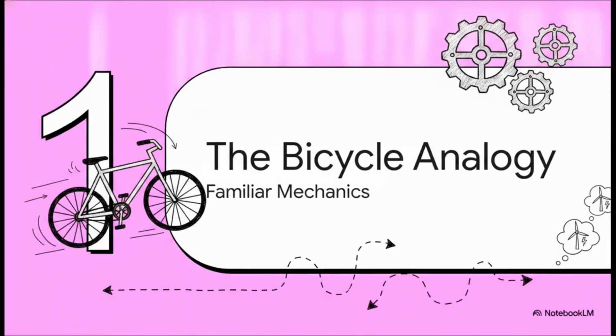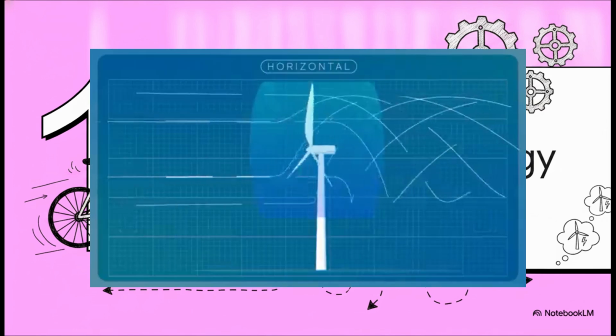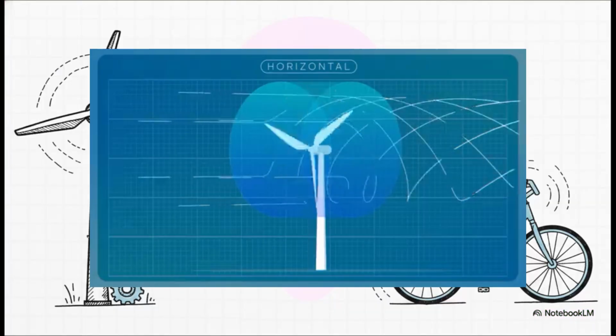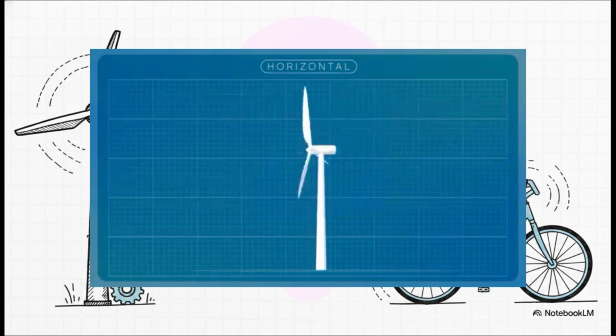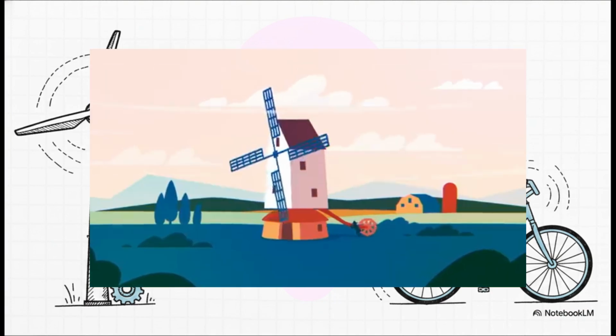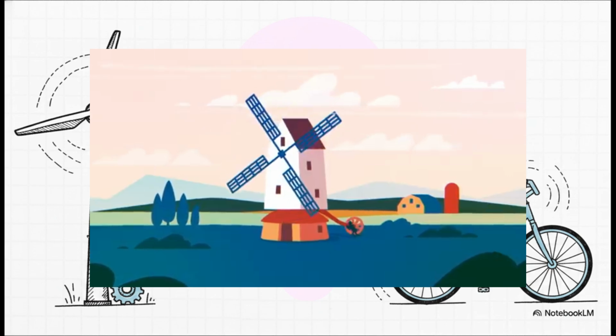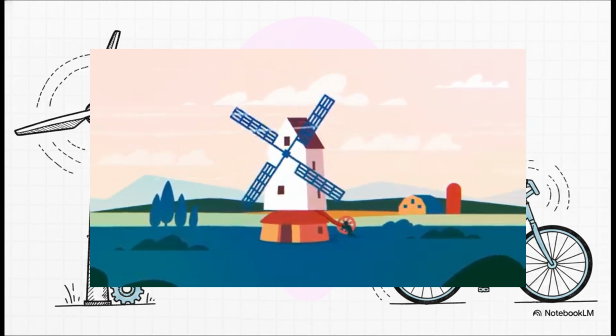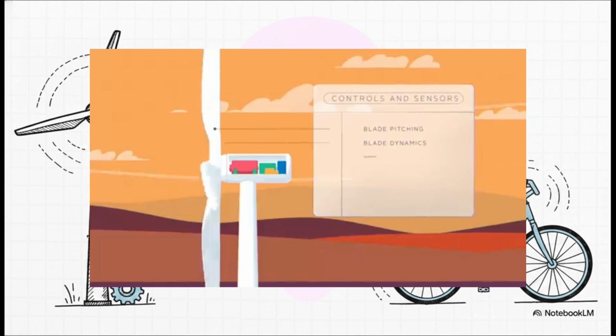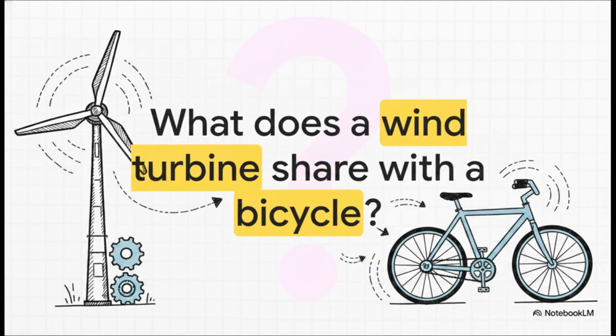Section 1. The bicycle analogy. Okay, let's dive into this and give ourselves a familiar mental map for the journey ahead. So think about this. What does a massive, highly complex industrial wind turbine actually have in common with your everyday bicycle? I know, it might seem like a huge stretch at first, but the core mechanical principles at play here are surprisingly familiar to all of us. Understanding this connection literally strips away any intimidation you might feel when looking at industrial engineering.